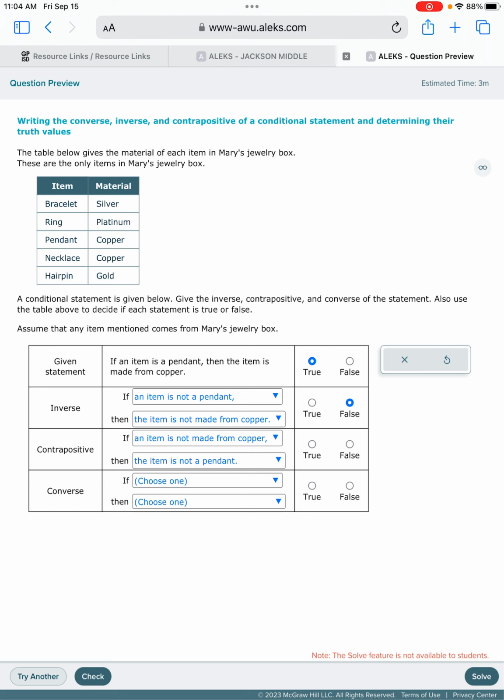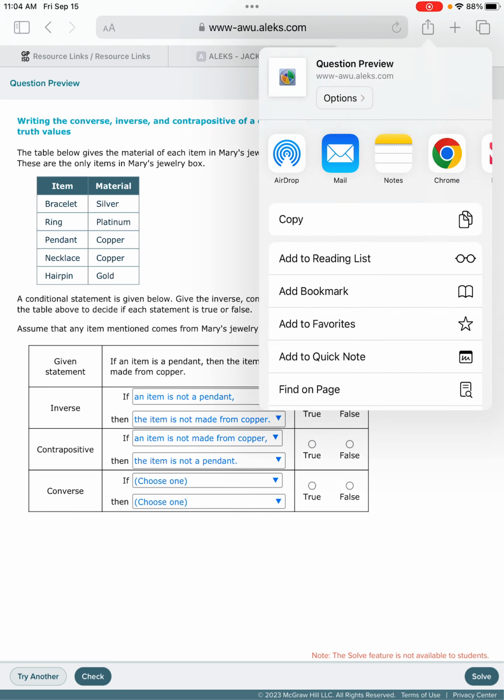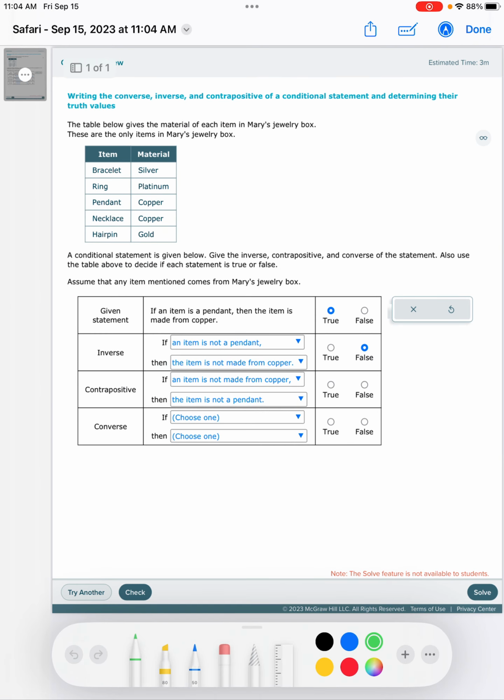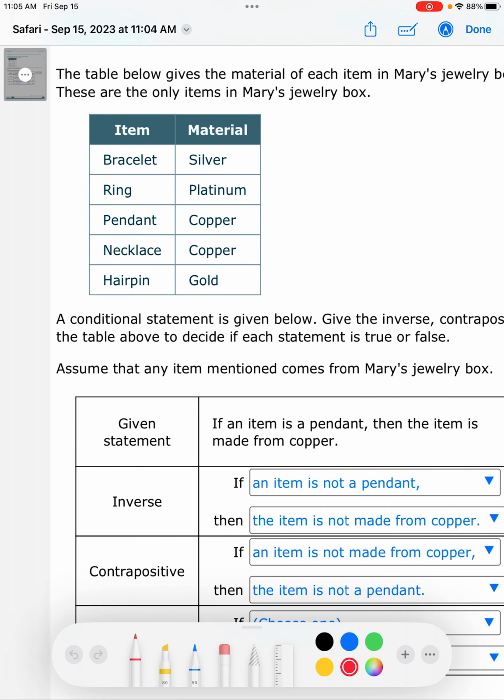There we go. Now we go through and we check. Is this true or false? So we go back to where we can write. We'll use red again. And let's see. So we're checking if an item is not made from copper. Okay, so that gives us silver. That gives us platinum. And that gives us gold. Those are all the things that are not copper that we can make stuff out of.